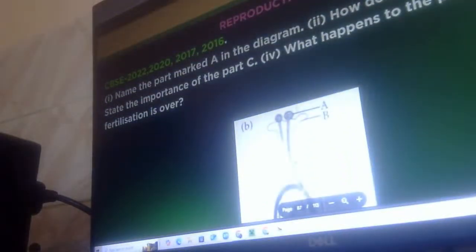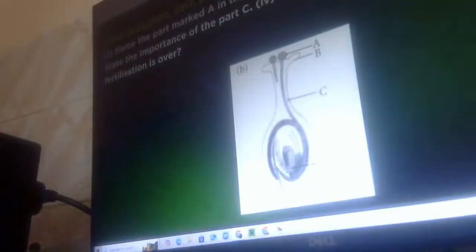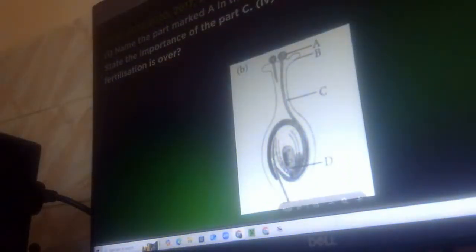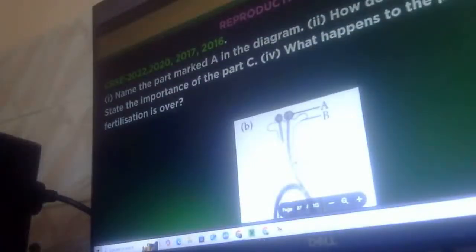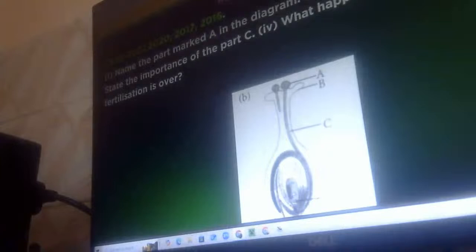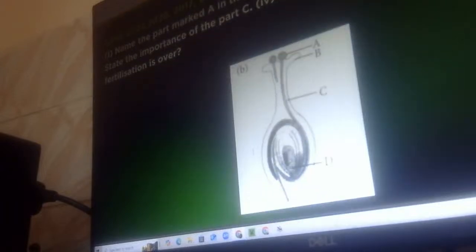A is pollen grain, B is stigma, C is pollen tube, D is ovule. Wait, it has no answer. That's sad. Importance of C, part D after fertilization is over. Ovule becomes the seed and ovary becomes the fruit because ovary is outside. So outside it becomes the fruit and inside it becomes seed.